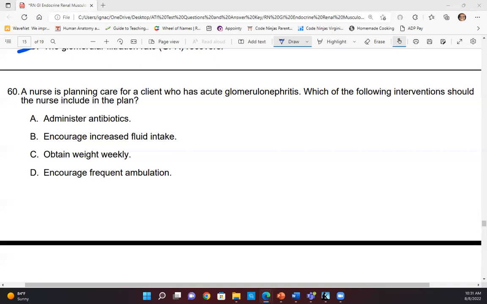Okay, so increased fluid intake is not going to be the right answer because this patient is usually on fluid restriction because of fluid retention. Okay, we will also obtain the weight daily. Daily, whenever you're concerned about a patient retaining fluid or losing weight, we will weigh them daily. And this patient is actually going to be on bed rest, okay? So we will not encourage frequent ambulation. So 60, the correct answer is going to be A, administer antibiotics.